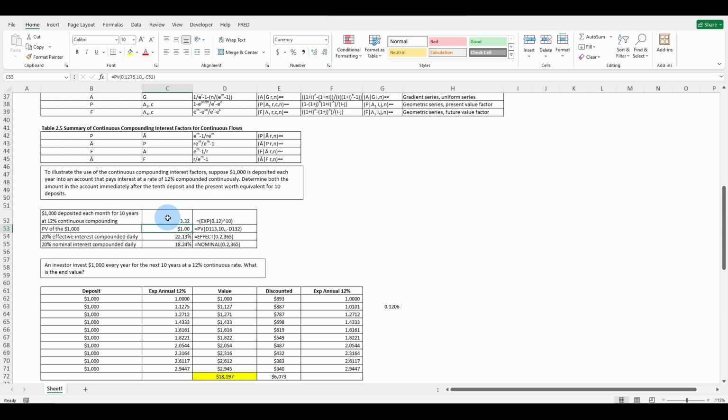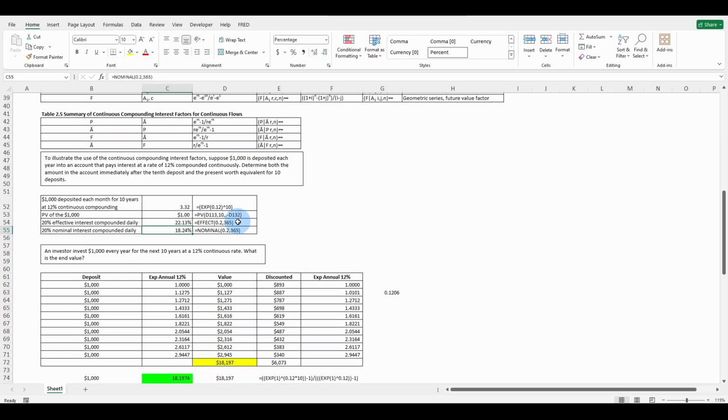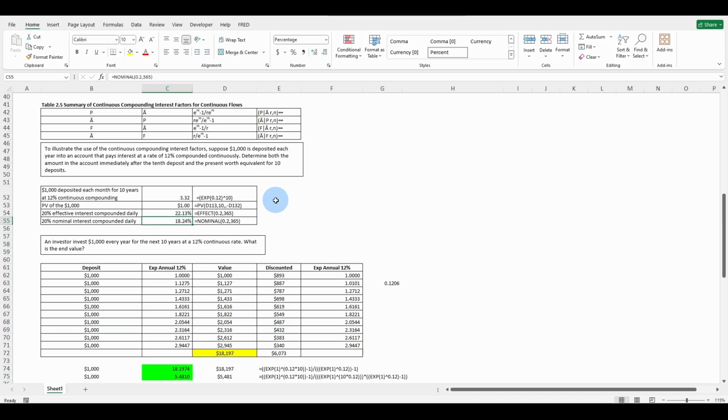Why? Because we're not doing anything. All we did was find the factor. Then 20% effective interest rate compounded daily. We can use the effect function within Excel. If we need to find the nominal rate, I'm a little bit off subject because that's not part of the question, but I just threw it in there anyway.